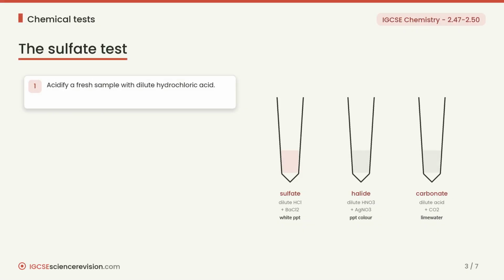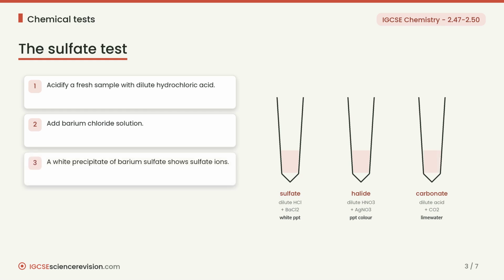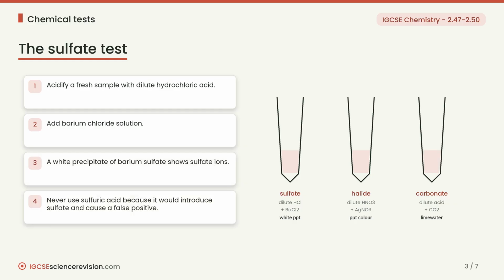For sulfate ions, first acidify a fresh sample with dilute hydrochloric acid, then add barium chloride solution. A white precipitate of barium sulfate is a positive result for sulfate ions. Do not use sulfuric acid for this step because it would add sulfate ions and create a false positive.